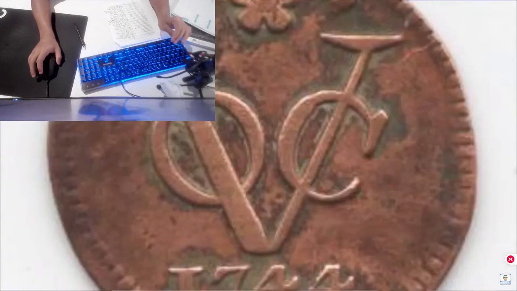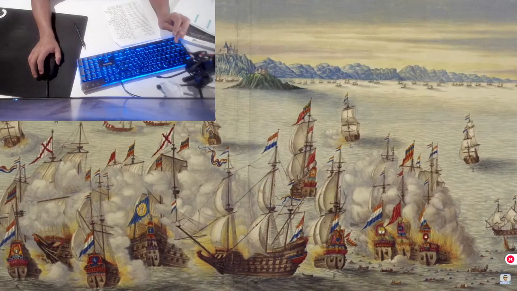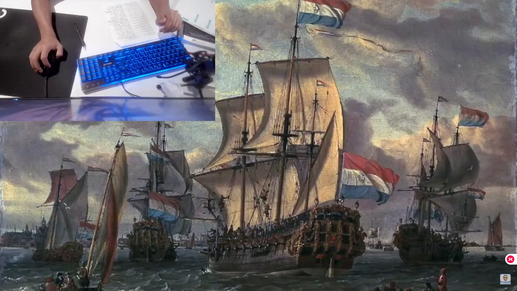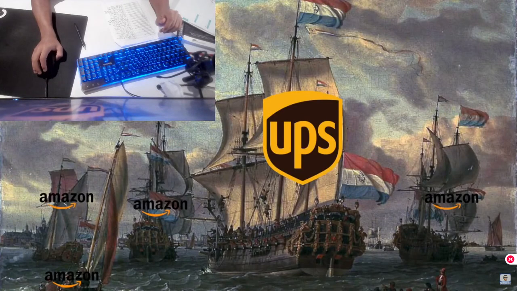The VOC itself was actually more like an overseas branch of the Dutch government. They had their own armies, printed their own money, fought in their own wars, and their fleets were doing all the heavy lifting in the Indian Ocean trade during this period as well. Think of Dutch fleets in the Indian Ocean like Amazon or UPS trucks, trading spices and everything else around the Indian Ocean and East Asian trade.